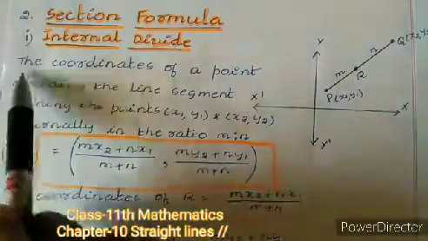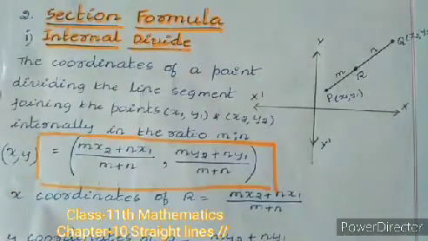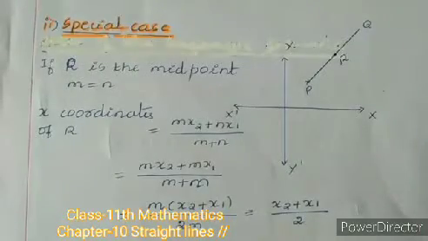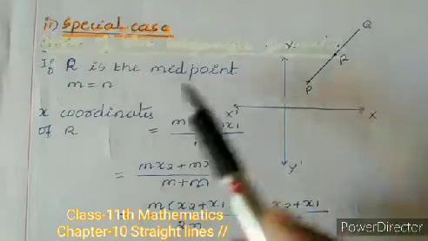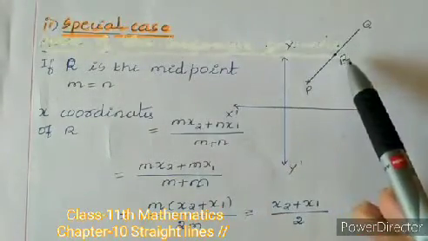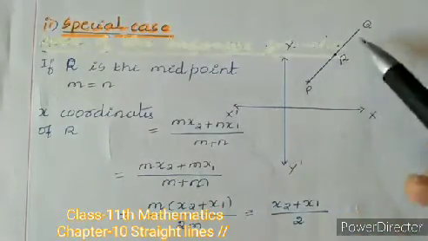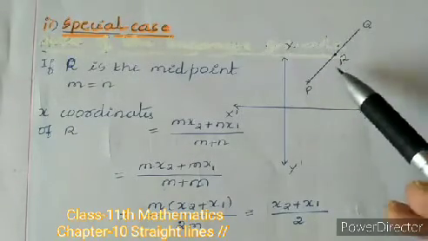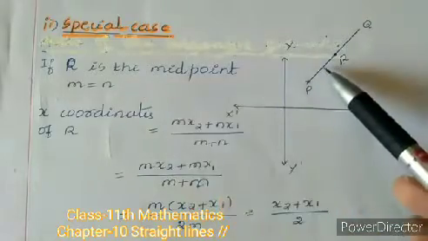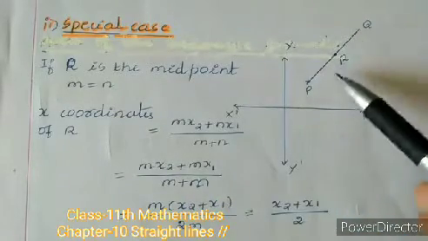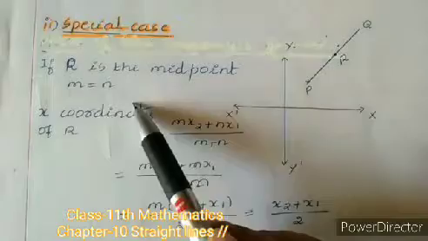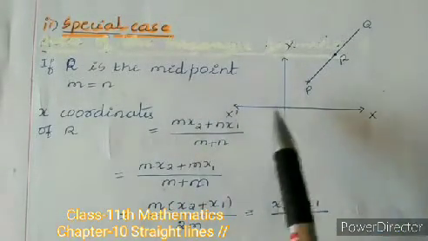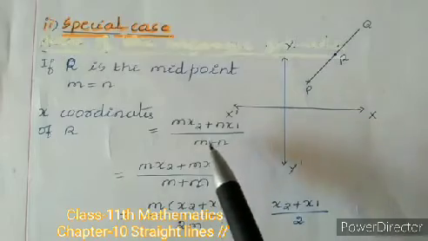Next, again in this we have one more special case. The special case is, suppose let us say that this R point is the midpoint, then the ratio it divides is equal, m is to n, that is we can say m is equal to n, or we can say 1 ratio 1 or 2 ratio 2. So m is equal to n. Suppose if this is the midpoint, then we can use the formula. See, in the previous formula we have to make slight changes.